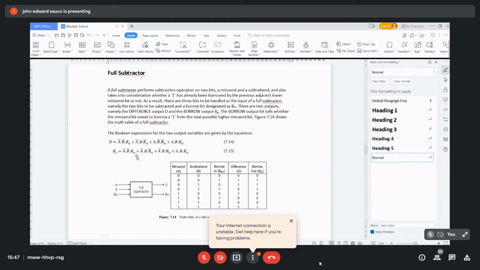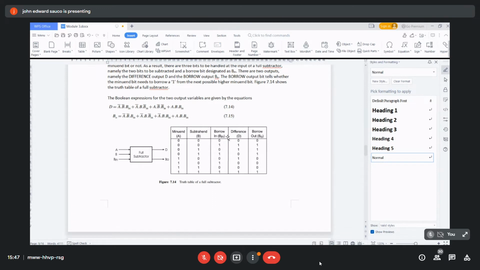The borrow bit tells whether a minuend bit needs to borrow a 1 from the next possible higher minuend bit. Here, you can see its Boolean expression and its truth table. You can see the minuend A, the subtrahend B, the borrow in, the difference, and the borrow out. So for minuend and subtrahend 0, 0, 0, 0, 0, 0, 0, 0, 1, there is a borrow in, a difference, and a borrow out.